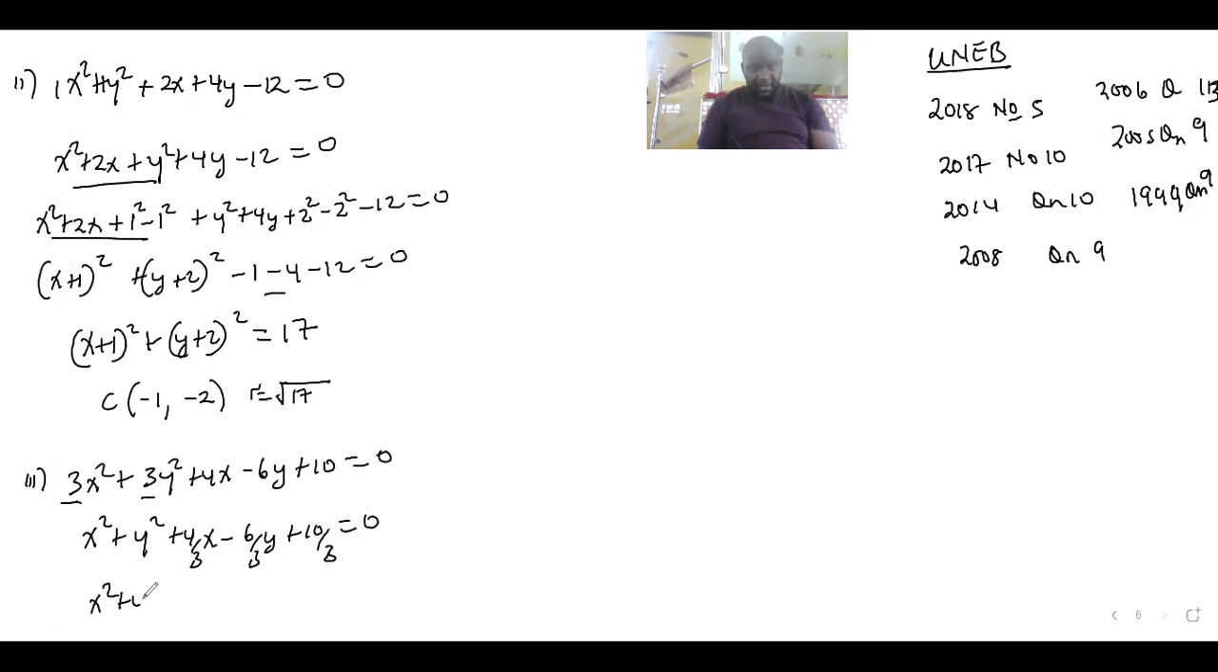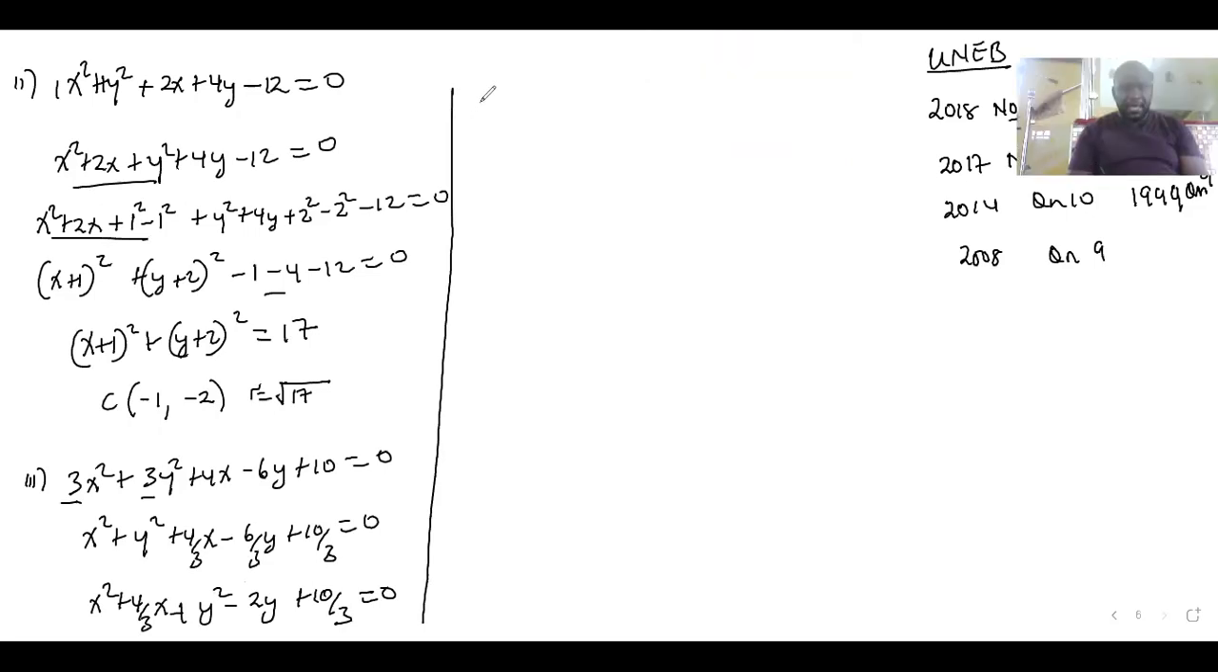So x squared plus 4 over 3 x plus y squared minus 2y plus 10 over 3. Eyes open because a lot of algebra is required here. So algebra will call for x squared plus 4 over 3 x, half of 4 over 3, what do you get? 2 over 3, square it, subtract by itself.